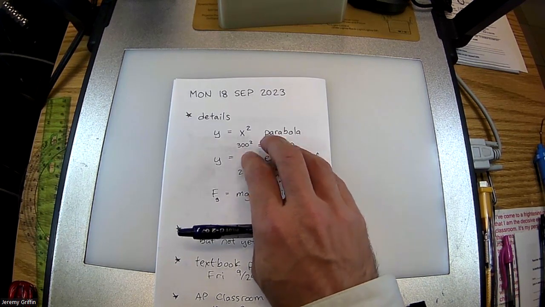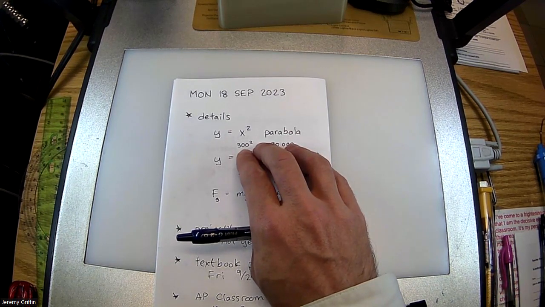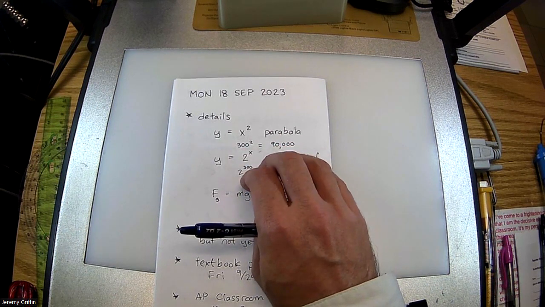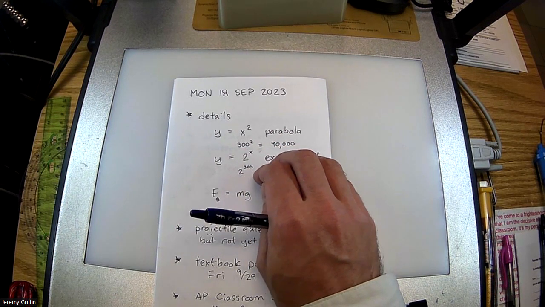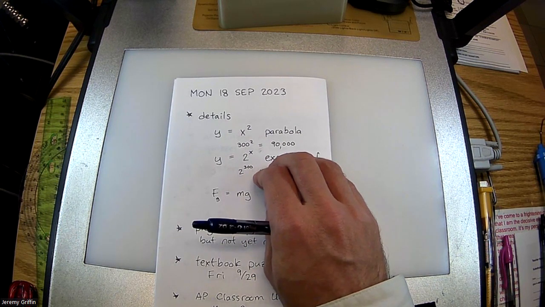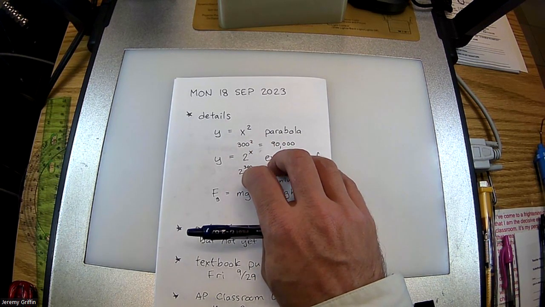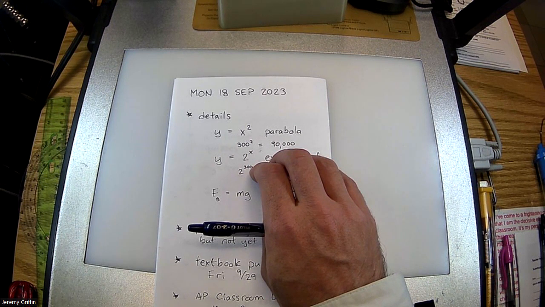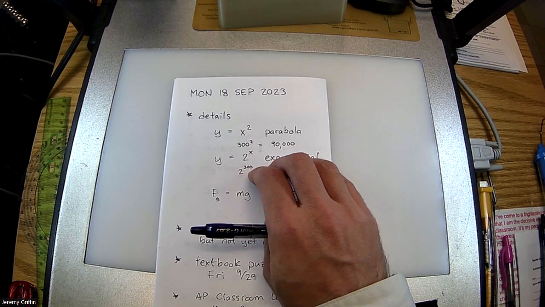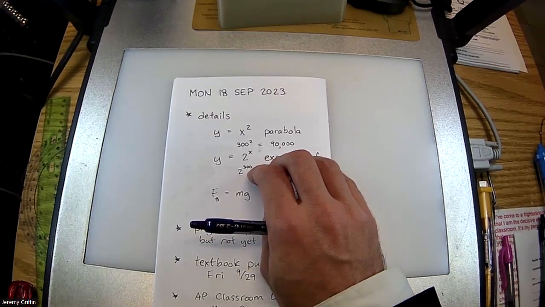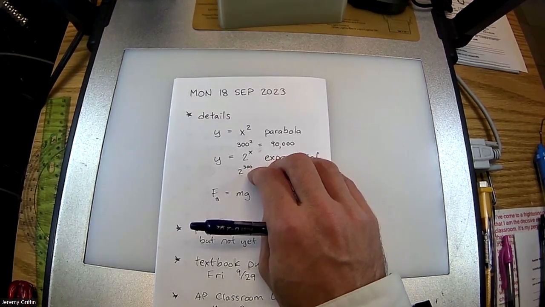Now, what if you swap the base and the power? Instead of 300 to the power 2, what if you do 2 to the power 300? Let me ask you, which number do you think is bigger? 300 to the power 2 or 2 to the power 300? How many of you say 2 to the 300 is the bigger number? Is that everybody? Almost everybody? How much bigger? A little bit bigger? A lot bigger?